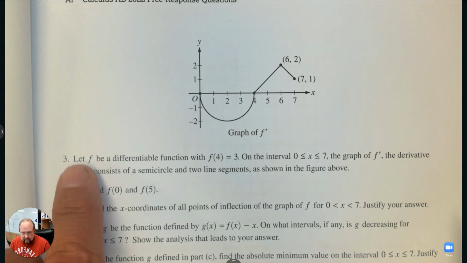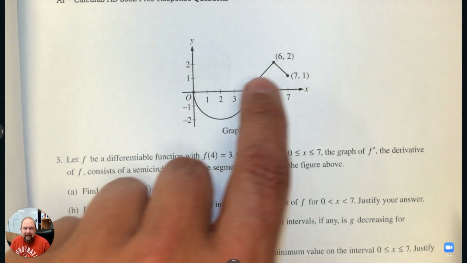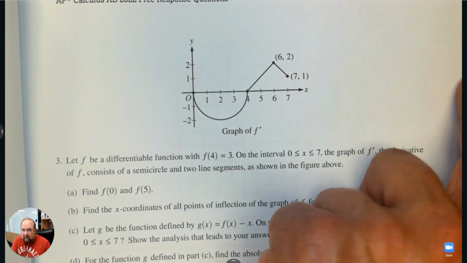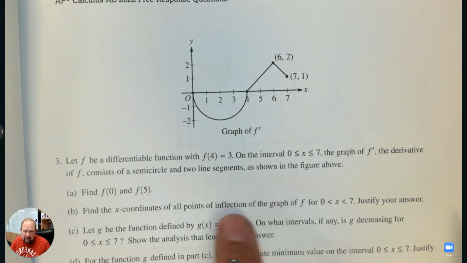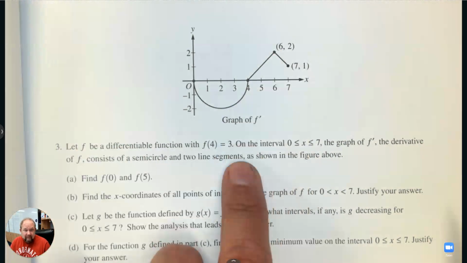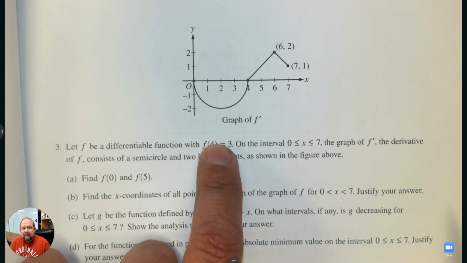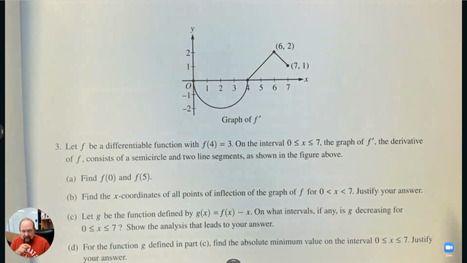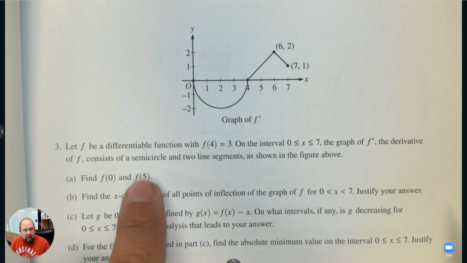Number 3. And again, you're either going to find area or find the derivative, and you're going to work with number lines. It's going to be okay if we practice this. So we're given a point. This is the derivative of a graph. The point is f at 4 equals 3. And we're given the derivative from 0 to 7, and we have a semicircle and 2 line segments. And we're going to go from there.